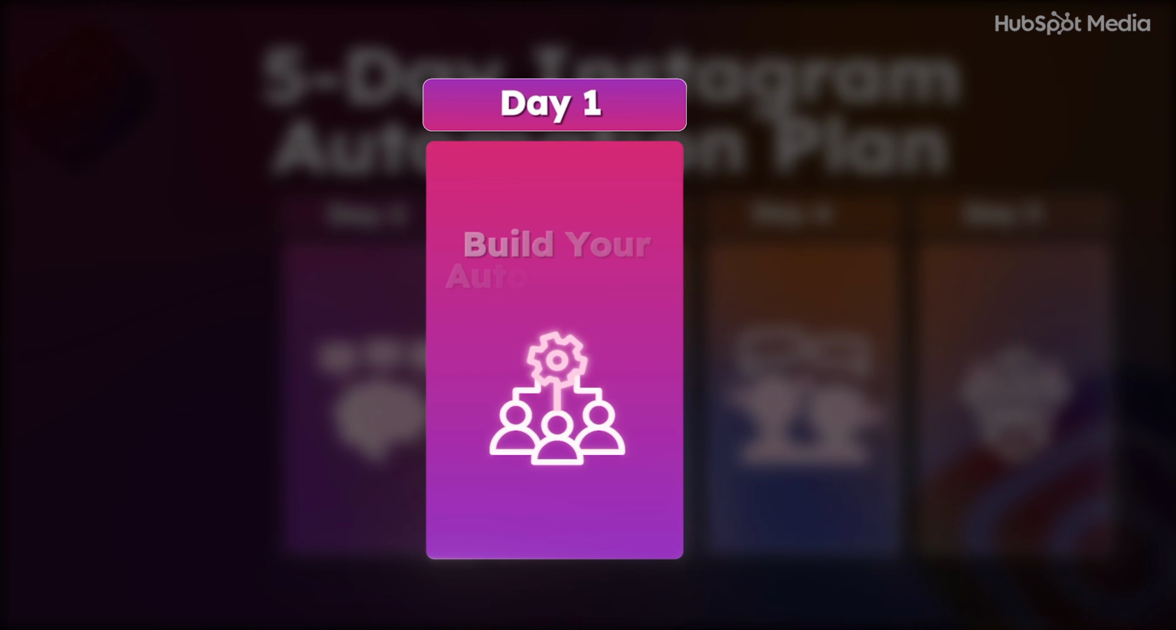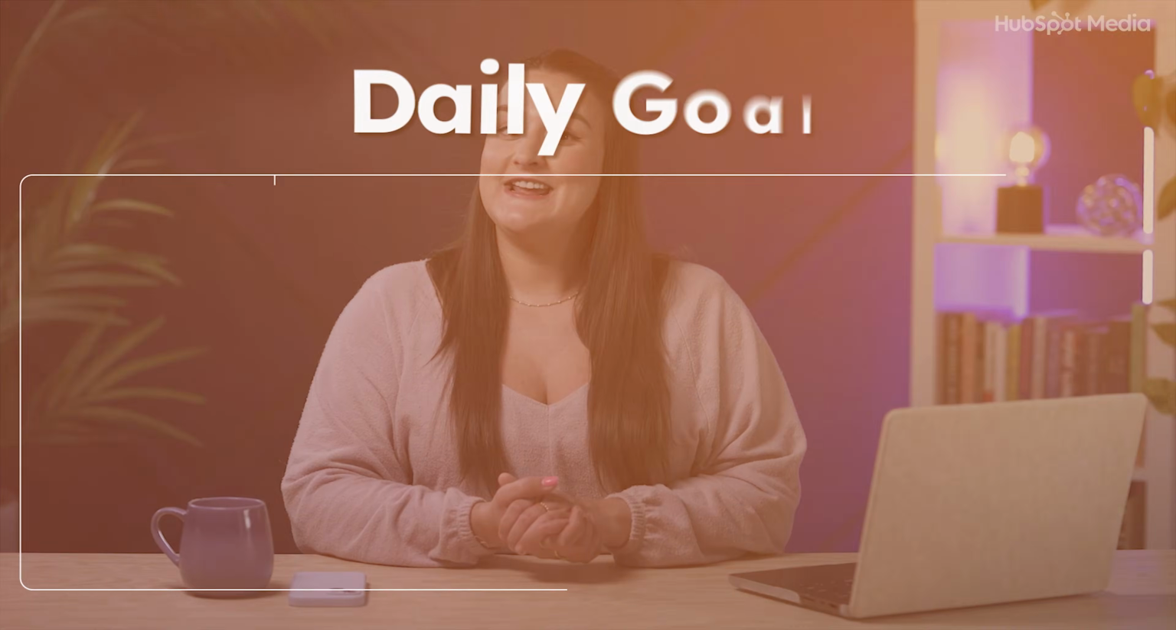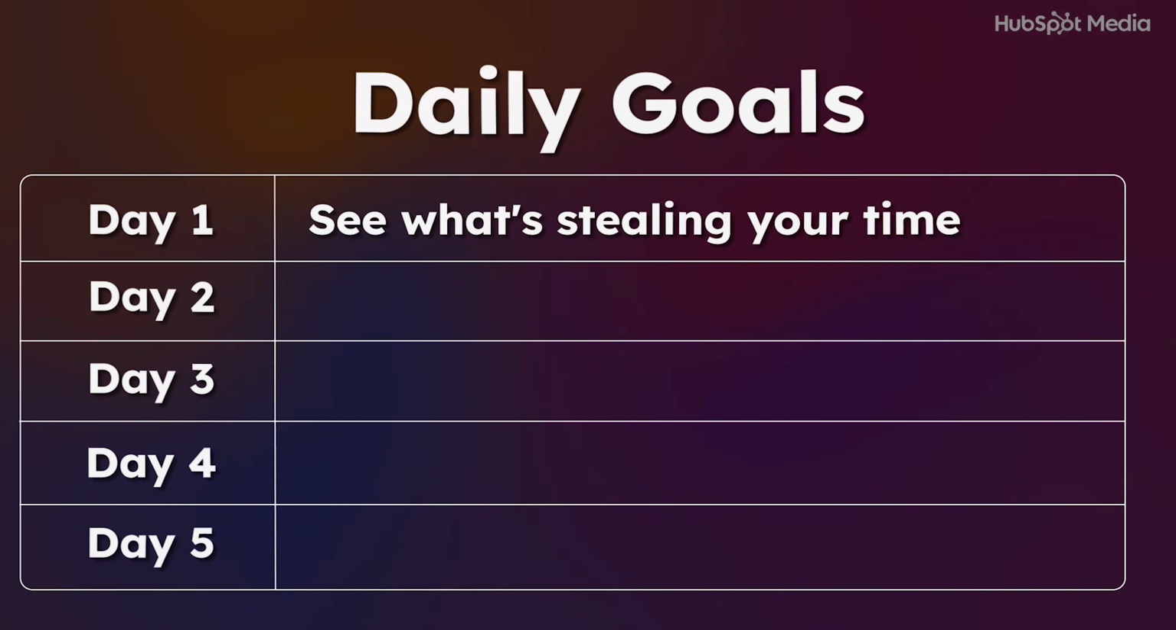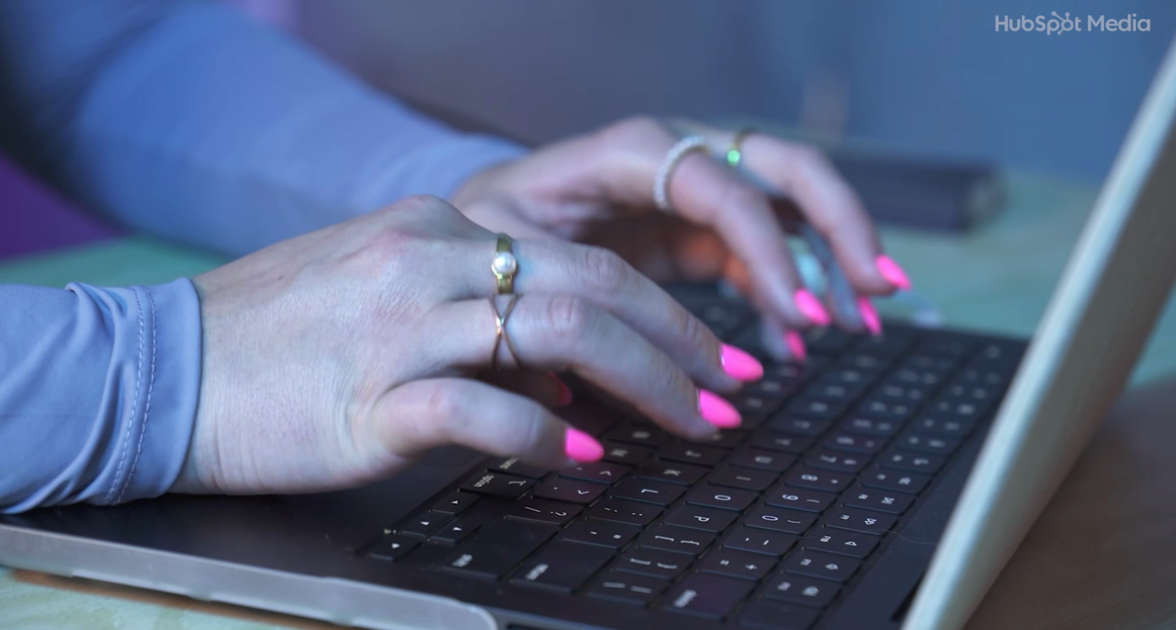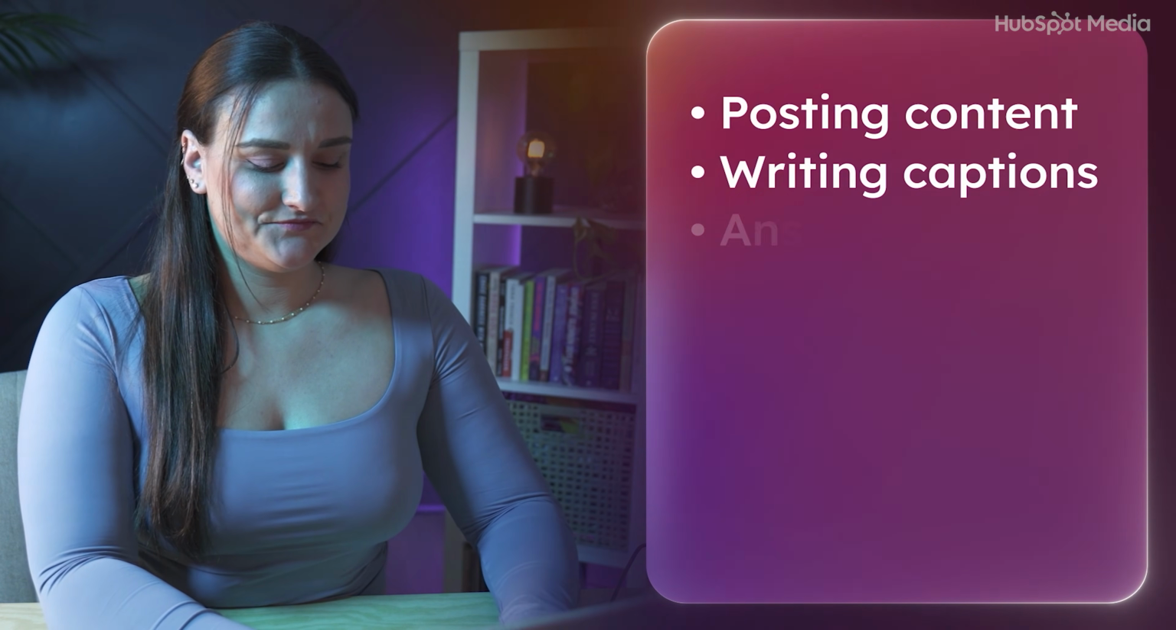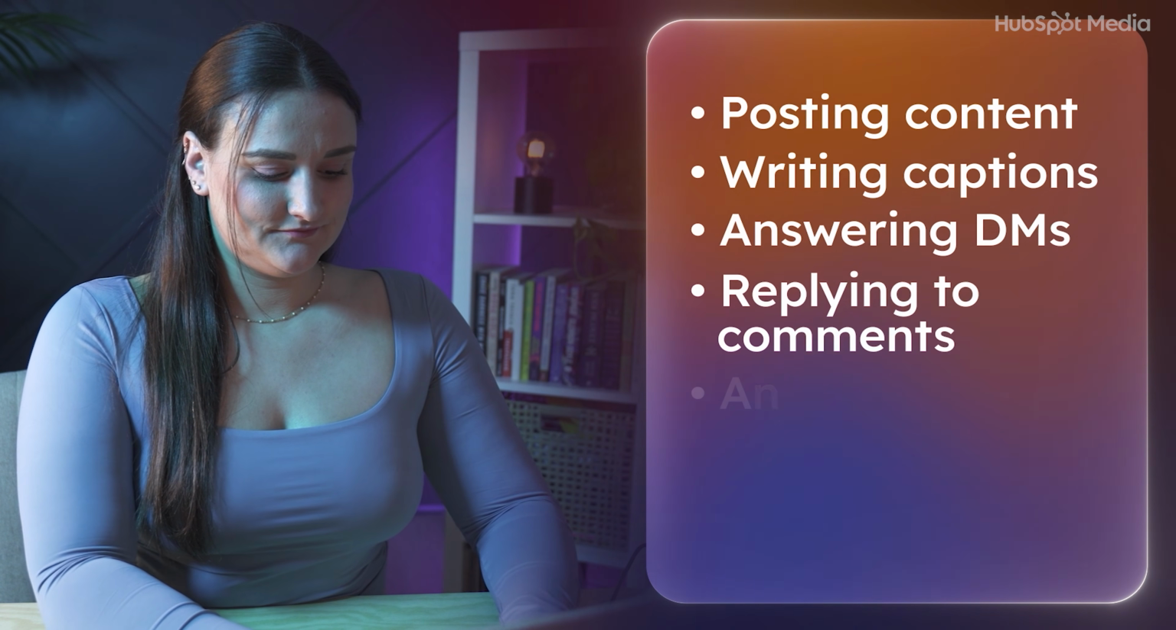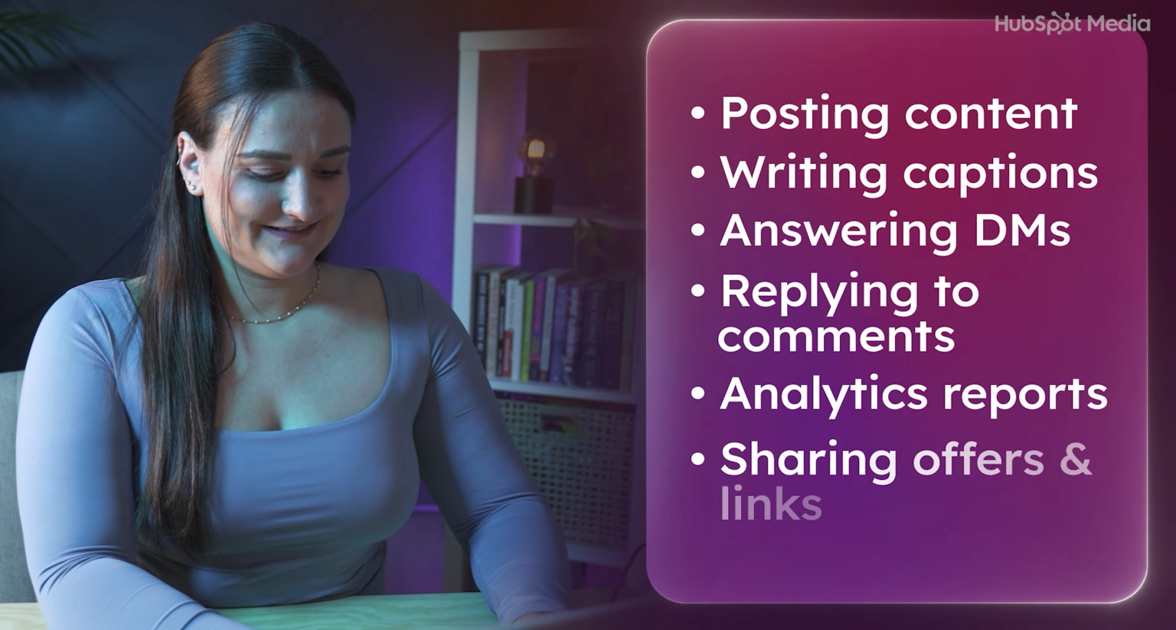Day 1. Build your automation foundation. Today's goal is to figure out what's stealing your time and what you can automate. Grab a notebook, open a blank Notion page, and write down everything you do for Instagram every week and how much time it takes. So things like posting content, writing captions, answering DMs, replying to comments, analytics reports, sharing offers and links, you get it.